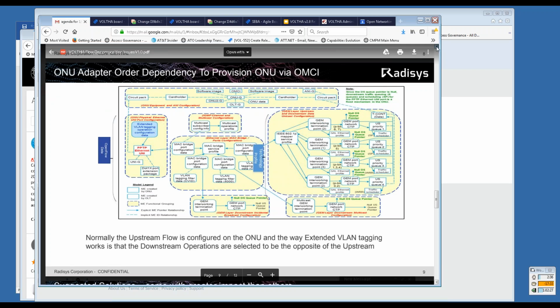And this is just a statement of order dependency. Normally the upstream flow is configured on the ONU, and the way the extended VLAN tagging works is that the downstream operations are selected to be opposite of the upstream. So in this case, I really only need to configure the extended VLAN tagging ME for upstream, and the downstream then becomes the reverse. And again, we need the tech profile information so we can set up the rest of the MEs for the PBIT mapper and the GEM port mapping, etc.